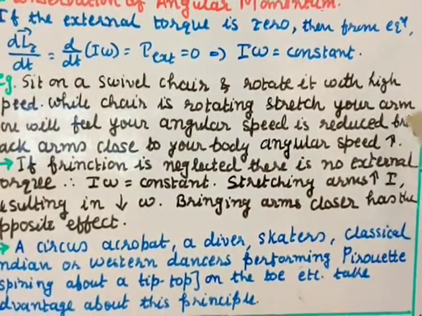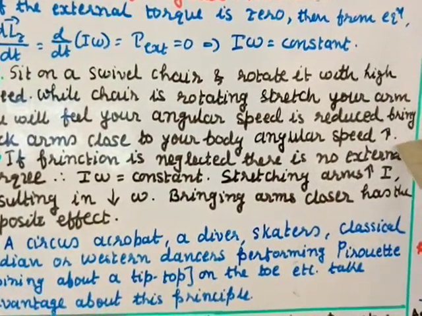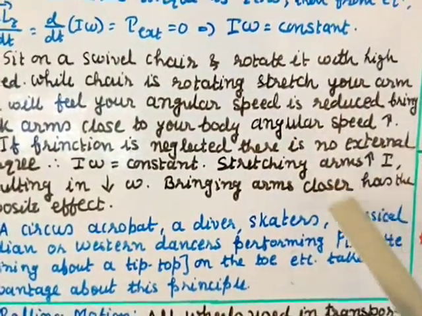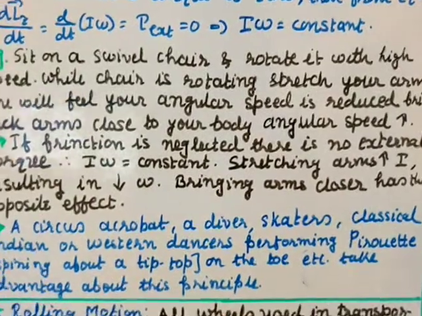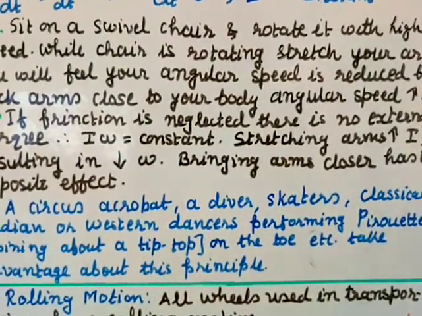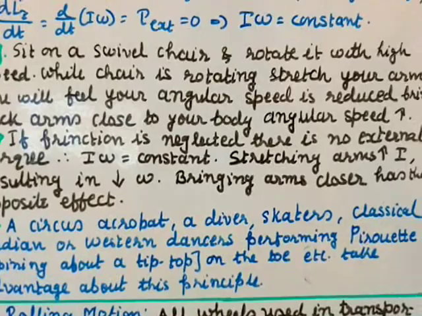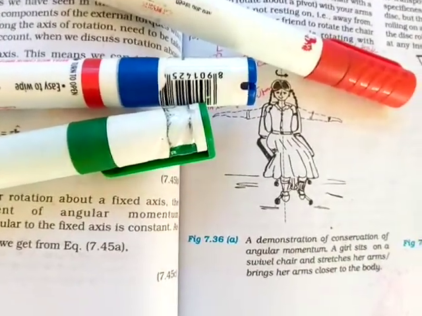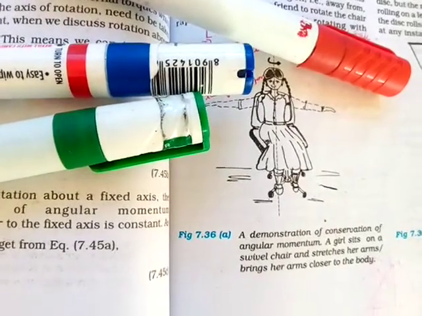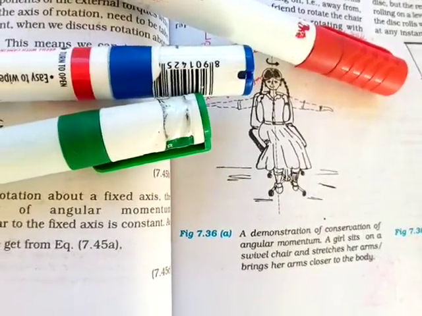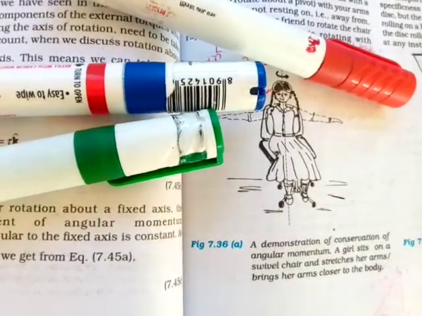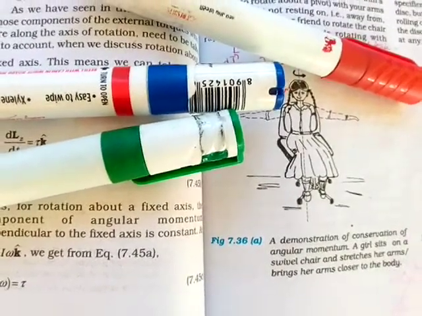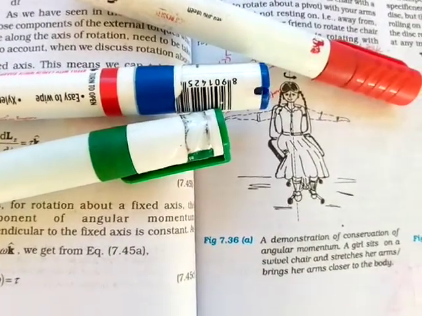This is one example, or you can say an experiment you can do by yourself, and here we have applied how the I omega remains constant. These are the uses or the applications where people use the principle of conservation of angular momentum. So in this figure you can see a demonstration of conservation of angular momentum. A girl is sitting on a swivel chair and stretches her arms out or brings her arms closer to the body, and you can see that there is a conservation of angular momentum.